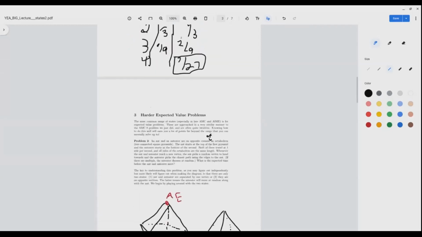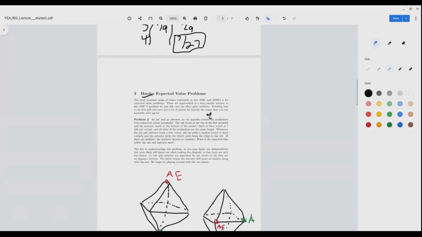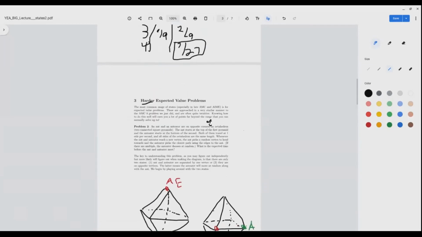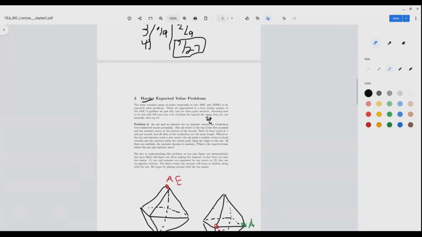So we'll move on to harder expected value problems. These are the ones that are most common. They're approached in a very similar manner to the AMC problem we did, and are often actually quite intuitive if you know how to do it.